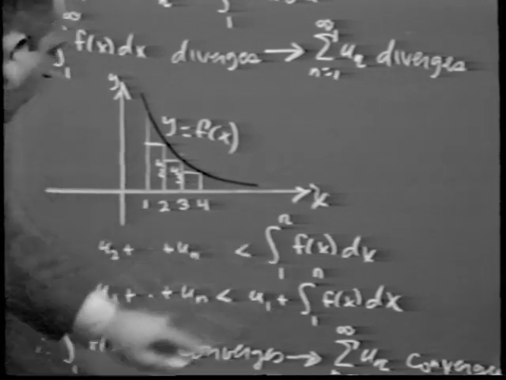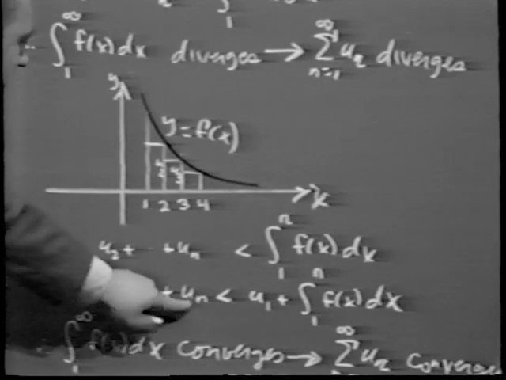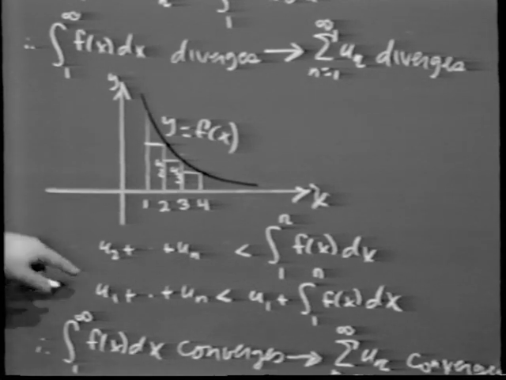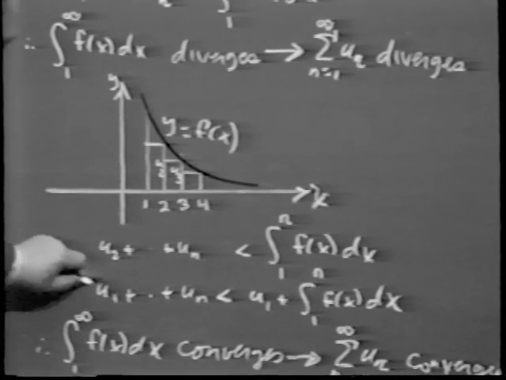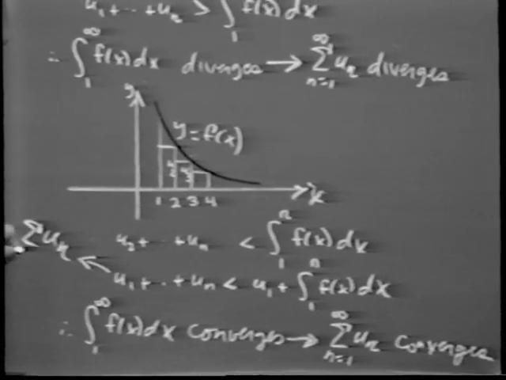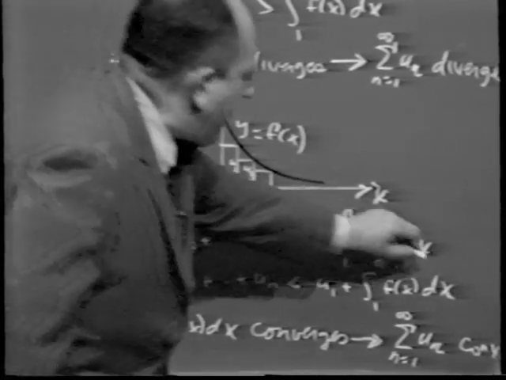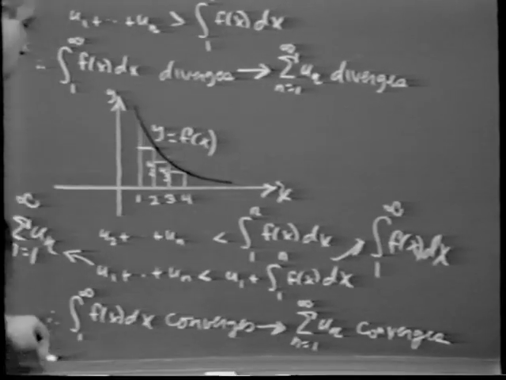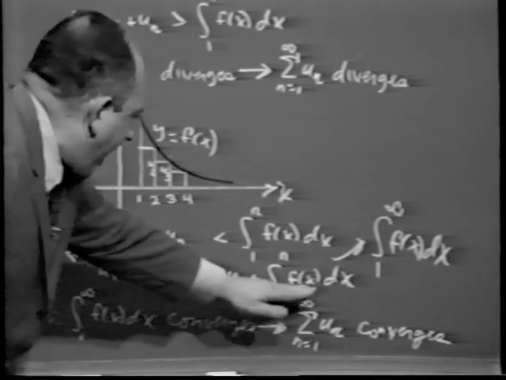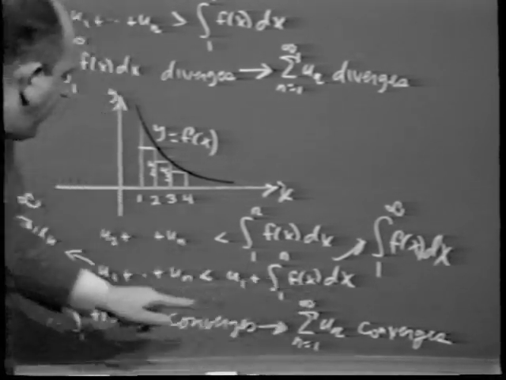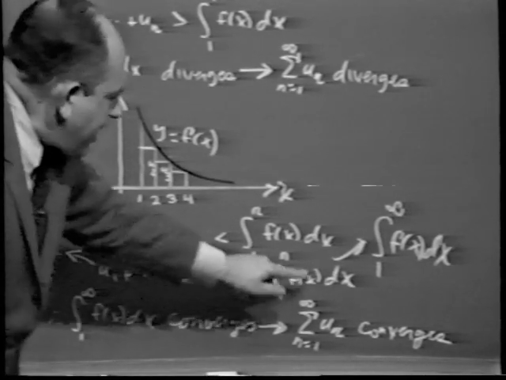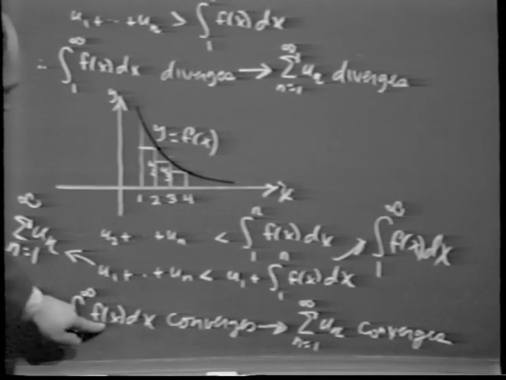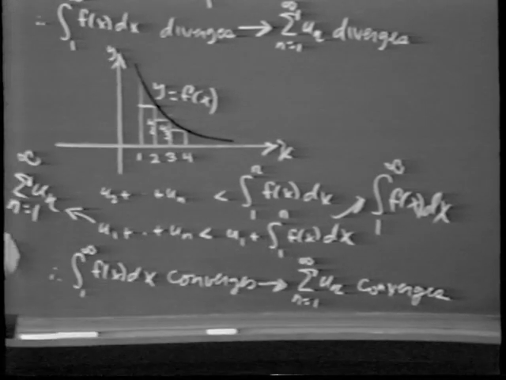Therefore, if I add u1 onto both sides, the sum u1 etc. up to un is less than u1 plus the integral from 1 to n of f of x dx. If I now take the limit as n goes to infinity, this becomes the summation of un, n goes from 1 to infinity, and this becomes the integral from 1 to infinity of f of x dx. And therefore, if this now converges, the sum on the right is finite. Since the sum on the left cannot exceed the sum on the right, the sum on the left must also be finite. Consequently, the convergence of the integral implies the convergence of the series.